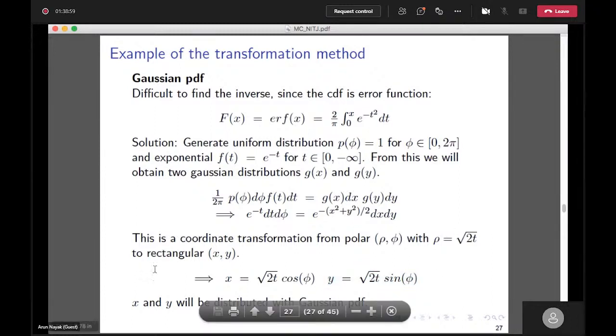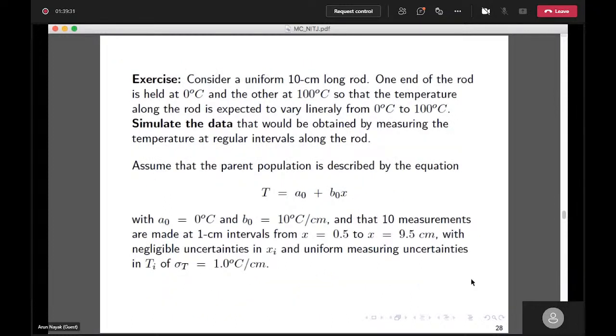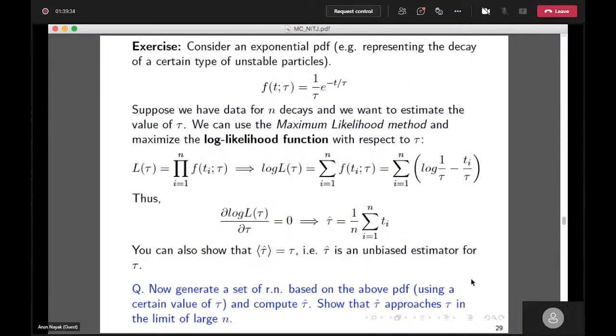Okay, so if you do such a transformation, you will end up with x and y both distributed with a Gaussian PDF. So you generate two uniforms, then convert one to exponential, and then you do this variable transformation with that, and you will end up with two Gaussian distributions, x and y, both distributed according to the Gaussian PDF. Okay, so this is very simple. I think you can skip it.